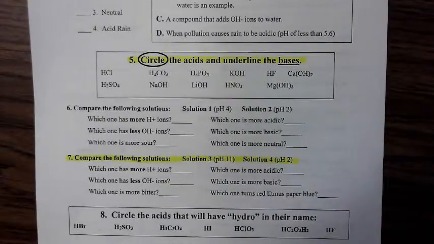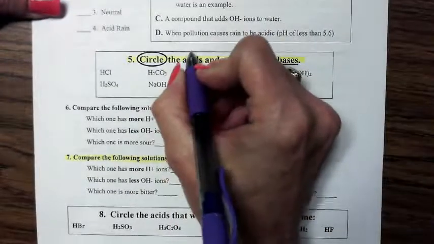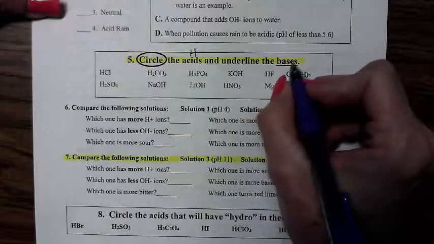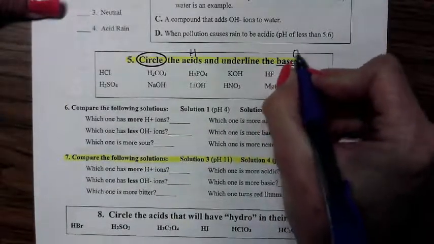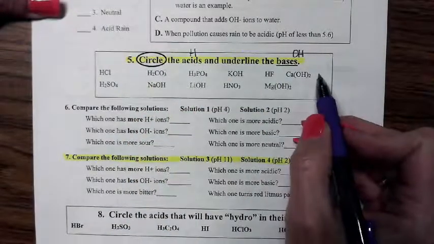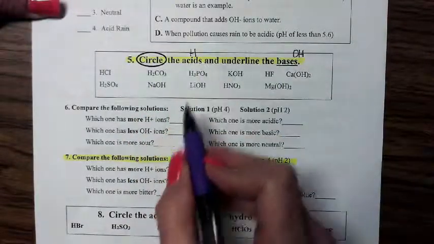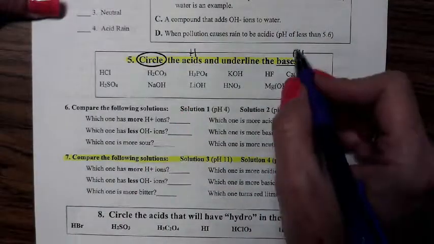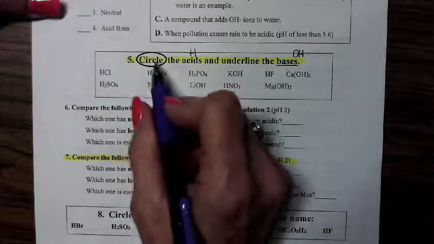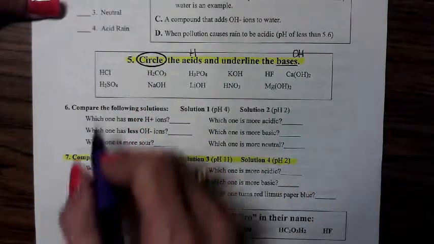One of the first ways that we teach you how to recognize them is that acids start with a hydrogen and bases end with a hydroxide. So when you're determining which is acid and which is base, look for the hydrogen, probably an acid. Look for the OH, and that's probably the base. So we're going to circle all these that are acids.